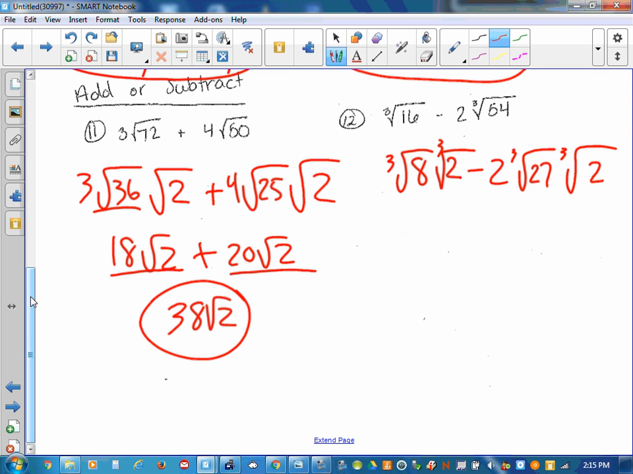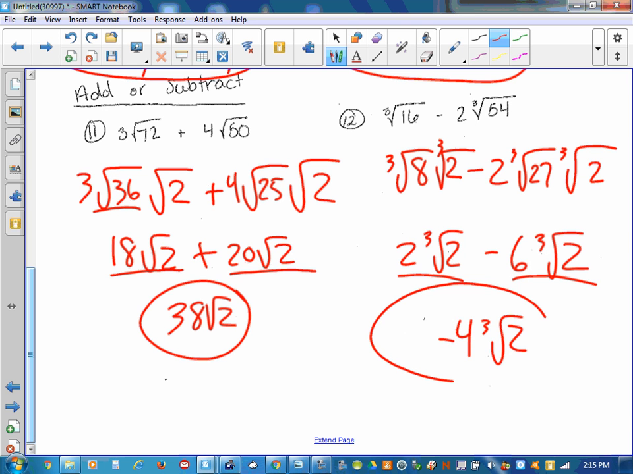So we have 2 cube root of 2 minus, that's 3 times 2 is 6 cube root of 2. So the same size pieces, I have 2 of them, minus 6, I'm down in the hole, negative 4 cube root of 2. So I have a negative number because 6 is larger than 2, and I'm subtracting 6 from 2, so I had to use some negative numbers to do that.